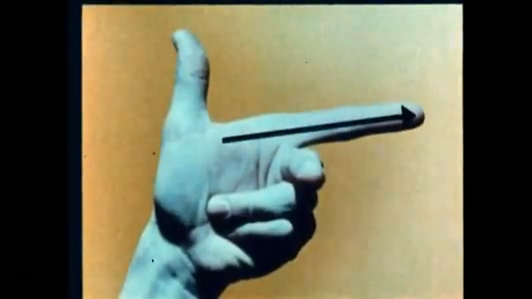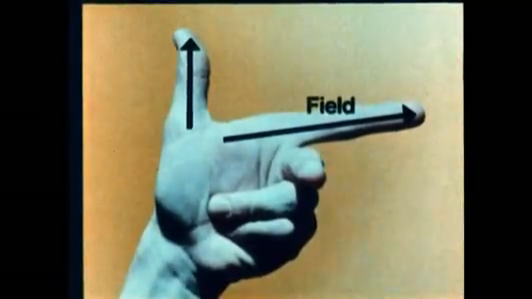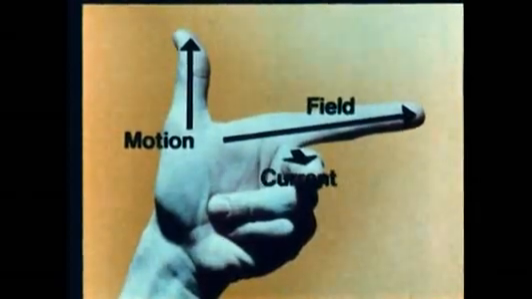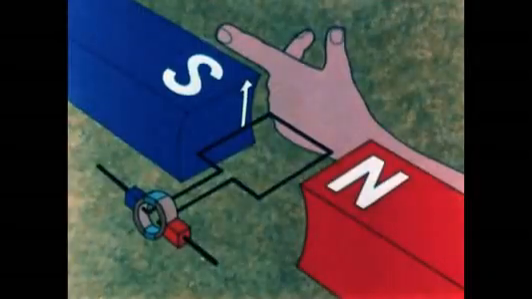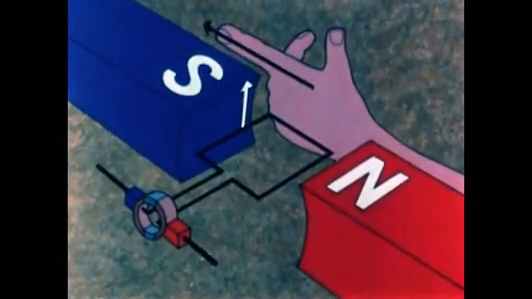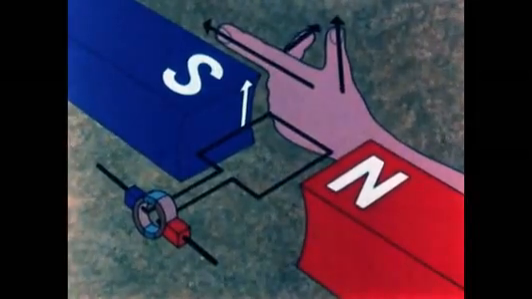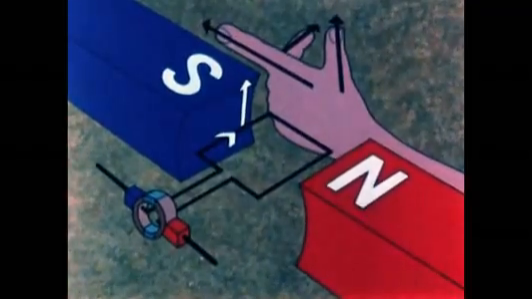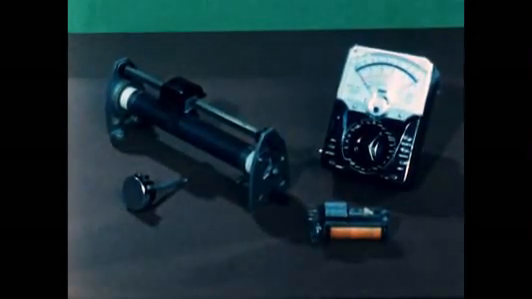As before, the first finger points in the direction of the field. The thumb points in the direction of the motion. And the second finger will point in the direction of the current. Try it in this case, where the far side of the loop is moving upwards. First finger, field, thumb, motion, second finger, direction of current. This way. And that's the end of our look at motors and generators. In the next part, we will look at some miscellaneous electrical equipment.